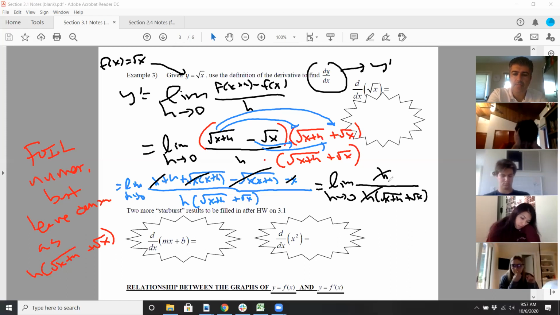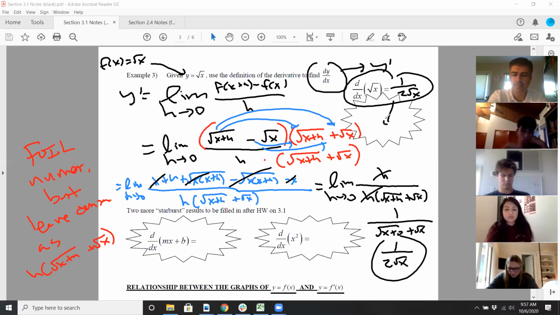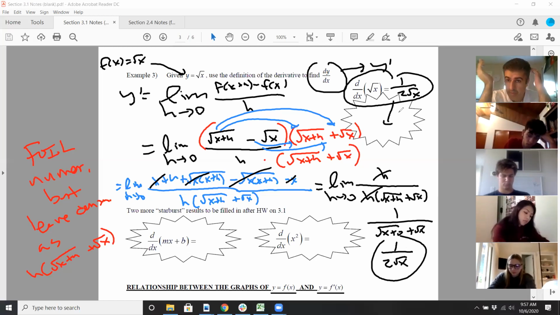The h is canceled here. Now I can plug in 0. It's 1 over root x plus 0 plus root x. That's 2 root x's on the bottom, and that's your answer: 1 over 2 root x. And actually, that should be in the starburst there. That's why the starburst was set up. So the derivative of root x is 1 over 2 root x. That just is what it is.